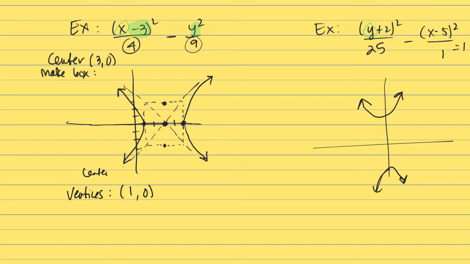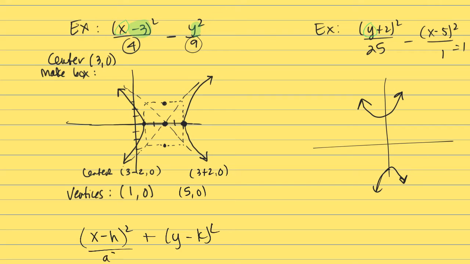From the center, we went 3 minus the square root of 4, 0, right? And then the other one is at 1, 2, 3, 4, 5, so 5 and 0. And that was 3 plus the square root of the denominator, 0. Okay, and so if we're doing the general form, x minus h squared over a squared, oh, this is a minus. To be a hyperbola, that has to be a minus.